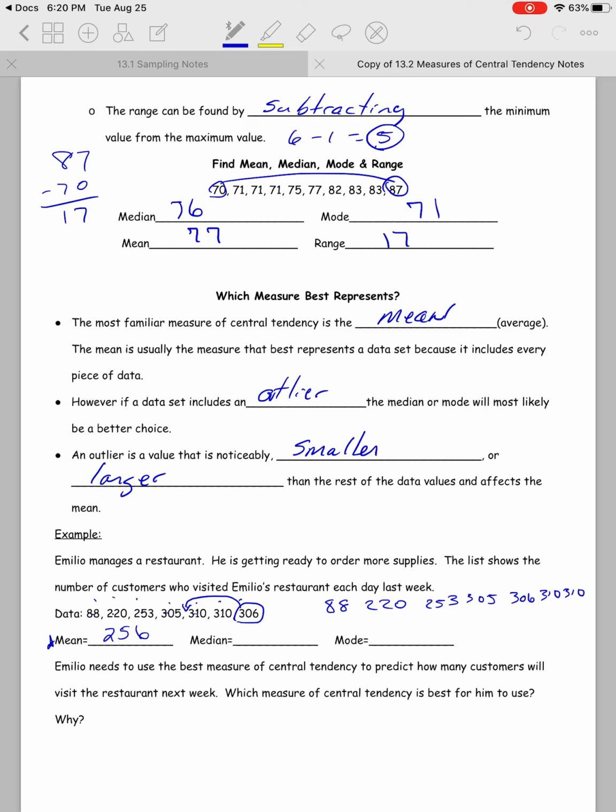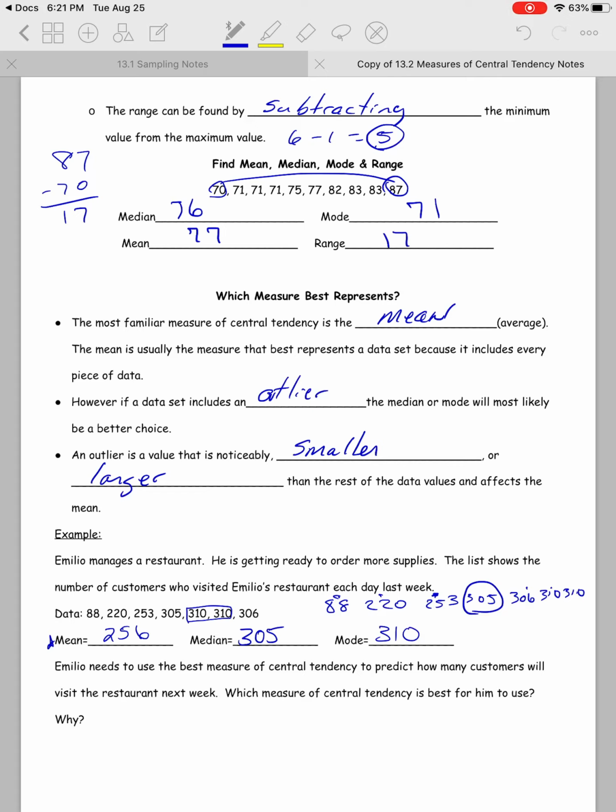So how many numbers did we have again? We had 1, 2, 3, 4, 5, 6, 7. So it should be a singular number. So I've got 1, 2, 3, and 305 is the median. Now let's look at the mode. Which number do we see occurring the most? Is there a mode? There is, 310.